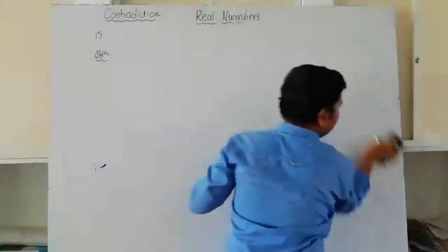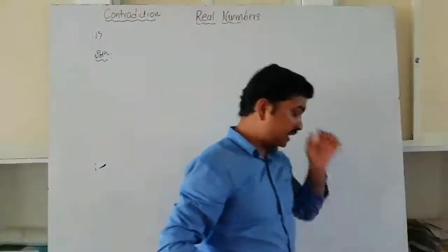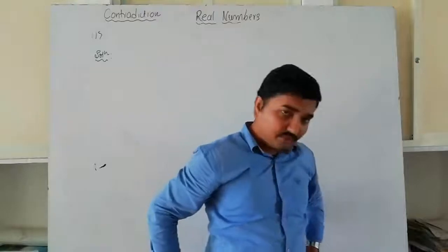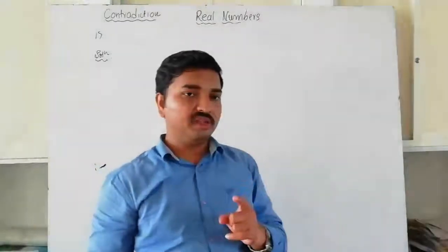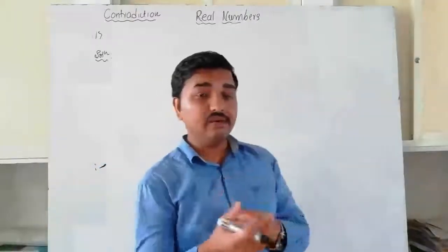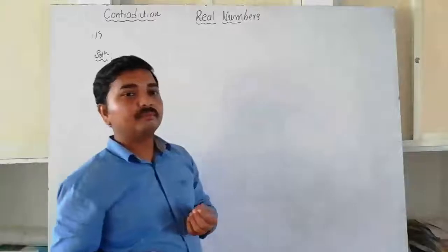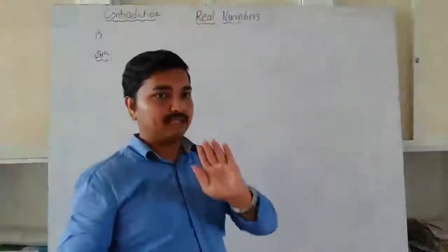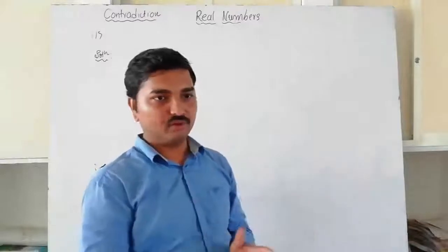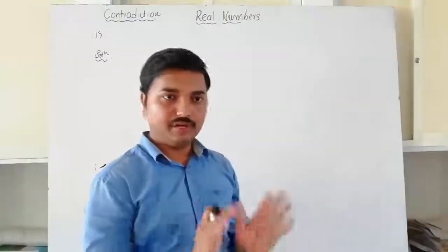Now look at question number 11. In question number 11, it is given: show that 3 root 2 is irrational, given that root 2 is an irrational number. Now the given number 3 root 2 is in the form of what? Rational into irrational. Rational into irrational is always irrational. Initially I told you rational into irrational is always irrational, but you need to prove that one.